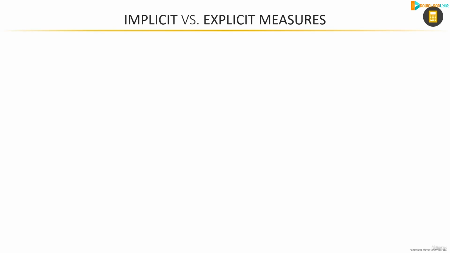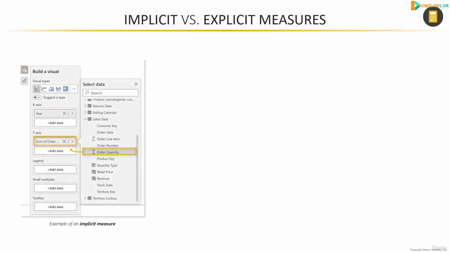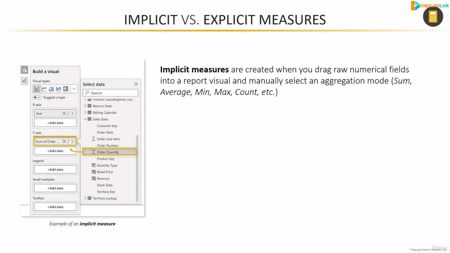All right, so I want to take a minute and unpack this idea of implicit versus explicit measures. Now, in Power BI, within the report view, implicit measures are created when you drag raw numerical fields like order quantity from our sales data table into the values pane of a visual. What Power BI does is automatically select and apply an aggregation mode, typically a sum, so that you can view those numbers, those values, in a meaningful way. And that's exactly what has been going on with the values that we've been looking at in these matrix views that we've built so far.